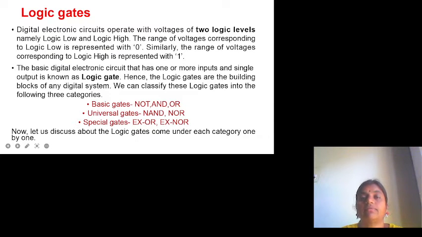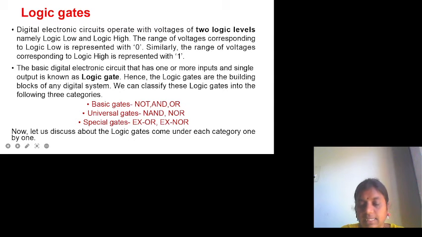Why are we naming them universal logic gates? Because by using NAND and NOR combinations, any digital circuit can be implemented. Any logic gate or digital level circuit can be designed by using NAND and NOR logic. That's why we consider these logic gates a special category, named universal logic gates.